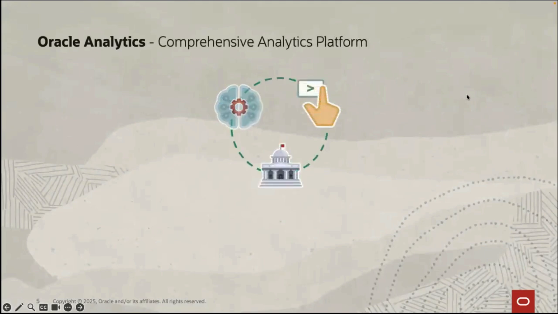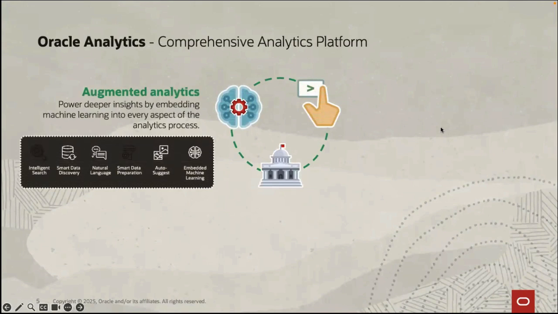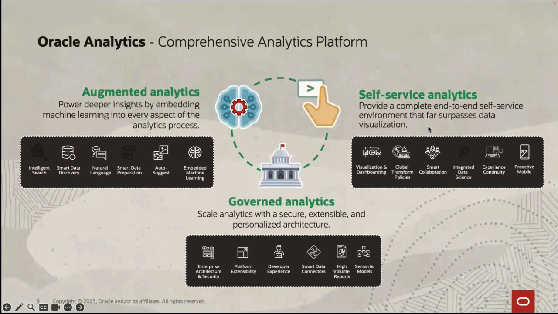So OAC can be thought of as a comprehensive analytics platform because it provides you with capabilities for augmented analytics, self-service analytics, and governed analytics. So all three features are each category that you see on the screen here. For augmented analytics, OAC includes built-in AI and machine learning, so it can help you uncover your insights faster with features like natural language queries, auto-generated visualizations, as well as trend detection and anomaly detection. So anything that really allows you to interpret data without needing to build complex models or write code. So it makes it pretty easy to do those things.